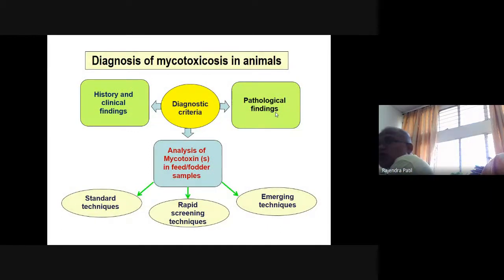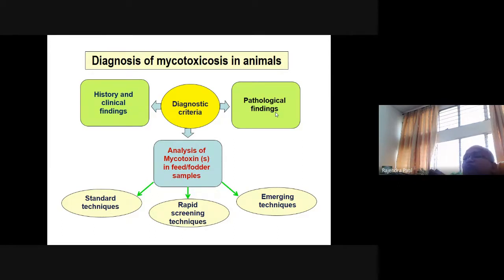Then we'll switch to the diagnosis, and as I told, diagnosis is the most challenging job in mycotoxicosis in animals. Experimental diagnosis is easy, but natural mycotoxicosis is very difficult, because as I told, these fungi are ubiquitous, and one single fungus can produce a number of mycotoxins, or a single mycotoxin can be produced by a number of fungi. That's why in nature you may get multiple mycotoxins simultaneously, and you might be knowing that mycotoxins have their interactions.